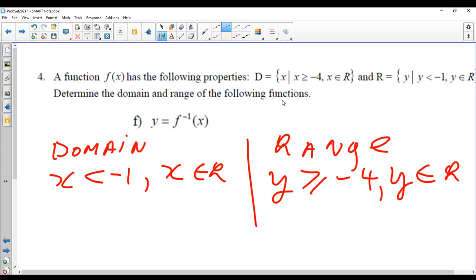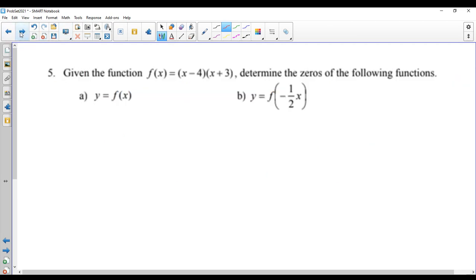All right. I think that was the last one for this number 4. Let's see what number 5 looks like. It should be easier for you now. Now that we've done what we just did, this should be easier for you. We're giving you a function, and give you the actual function. Determine the zeros of the following functions.